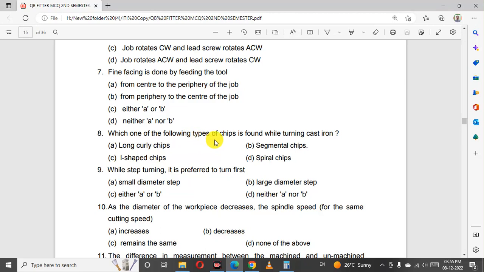Which one of the following types of chip is found with cast iron? Segmental chip.